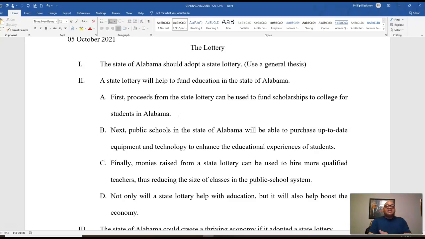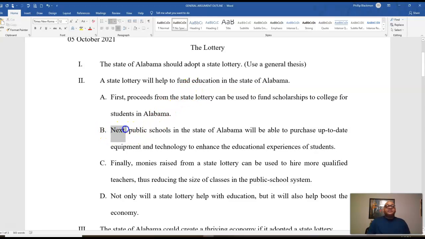You're all in college. Some of you are on scholarships. Imagine if every student at this university had a scholarship to attend college. You wouldn't be working as much. You could concentrate on your studies. You could participate in extracurricular activities. So first, right, a state lottery will help to fund education.